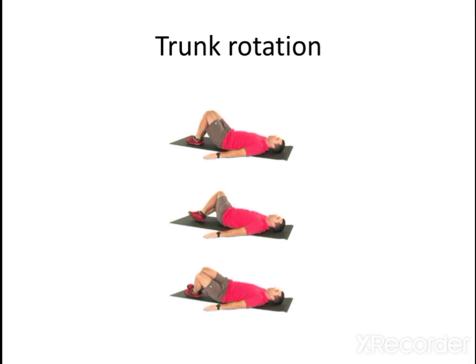The last exercise is the trunk rotation exercise. For this exercise, the patient is in the supine position, bends both legs at 90 degrees, then gradually moves the legs towards the right side, then again comes back to the supine position, then again gradually moves both legs to the left side, then comes back to the neutral position. This is repeated 5 to 10 times daily.